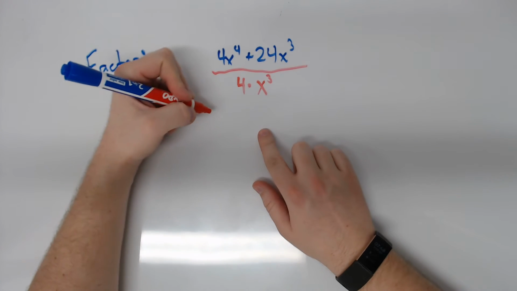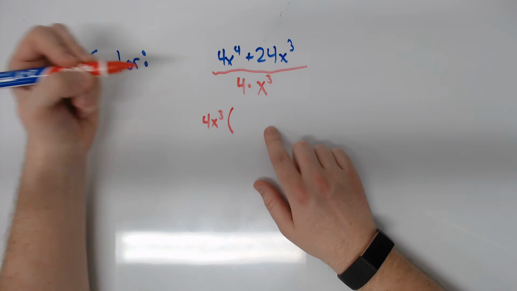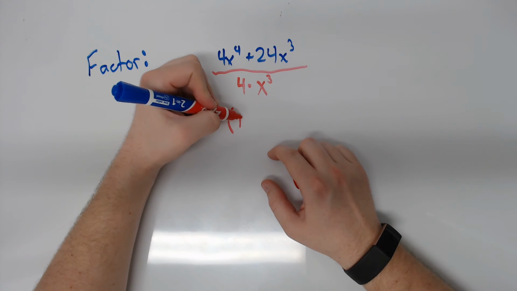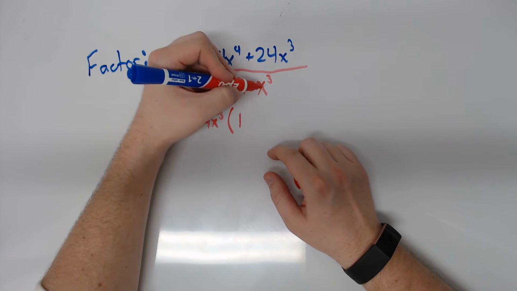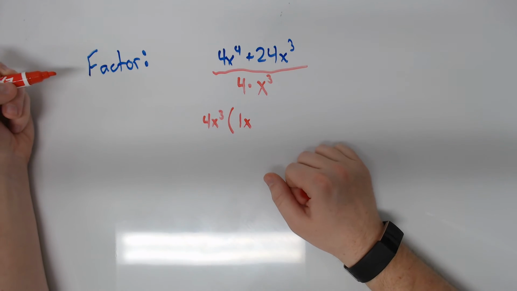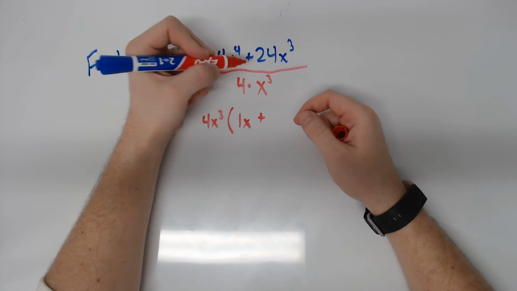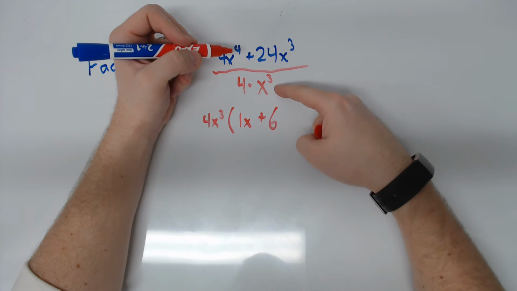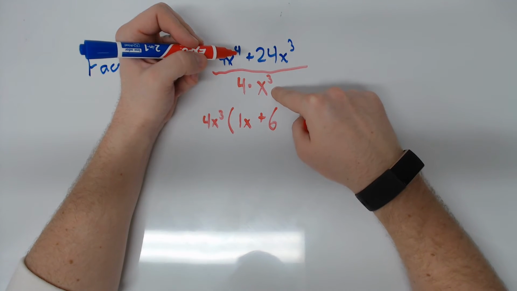So what's the result of this? I get 4x cubed in front of a pair of parentheses. 4 divided by 4 is 1. x to the 4th divided by x cubed, property of exponents, there's 1x left on top, so just x to the 1st power. Plus, what's 24 divided by 4? That's 6. x cubed divided by x cubed, there are 0 x's left. They all got canceled out.